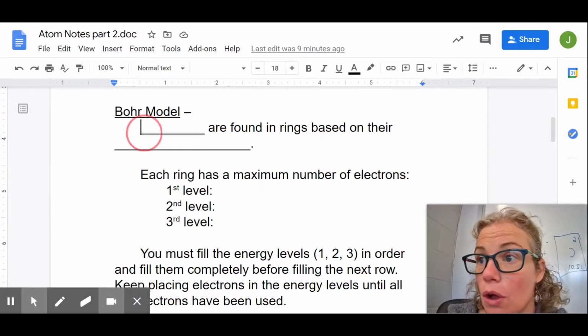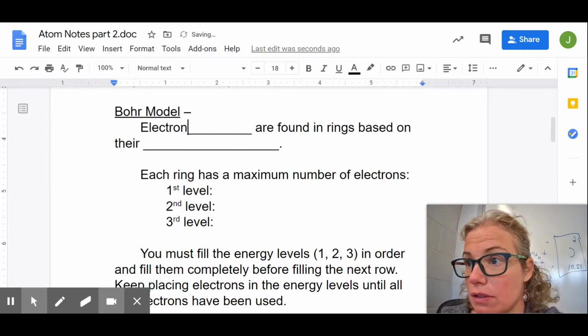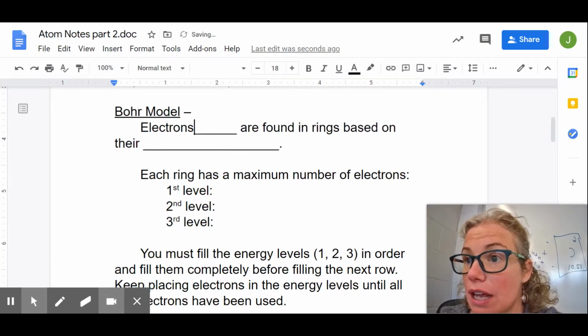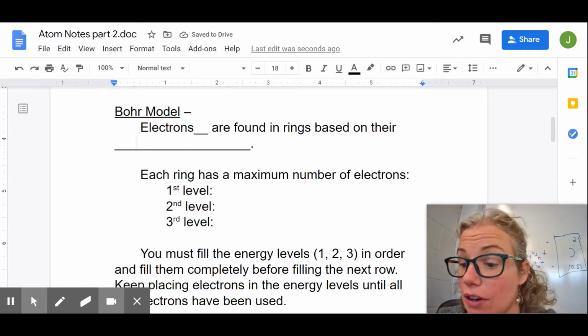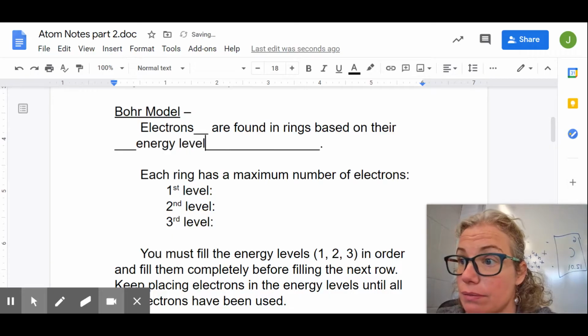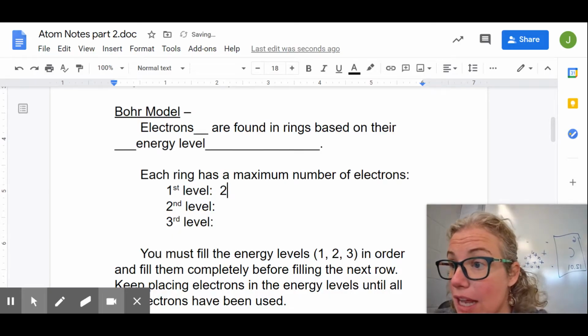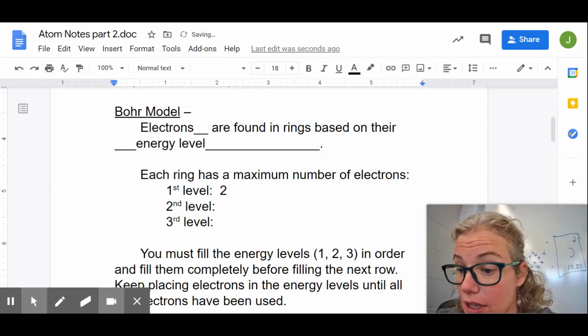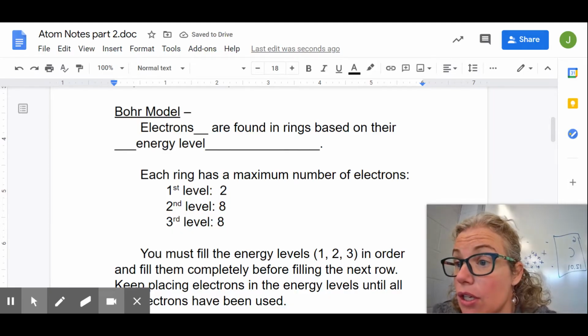So in the Bohr model, we say that electrons are found in rings, or energy levels. Each energy level has a maximum number of electrons that it can hold. The first level can hold a maximum of 2 electrons. The second energy level can hold 8, and the third energy level can also hold up to 8.